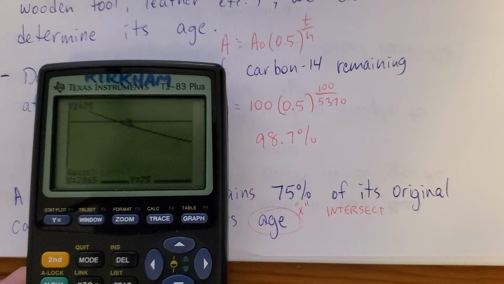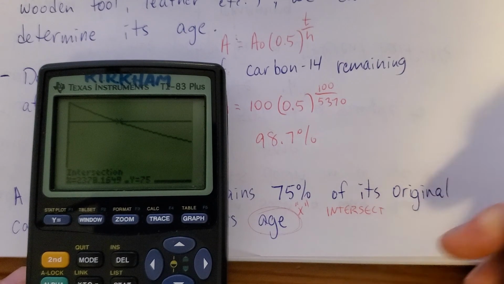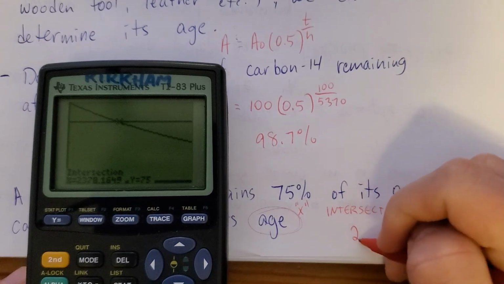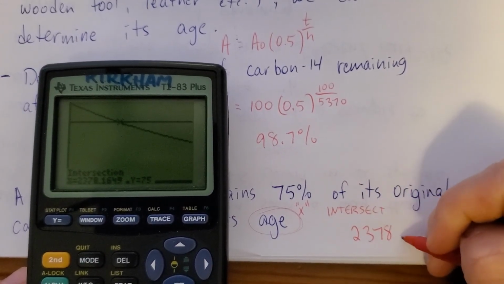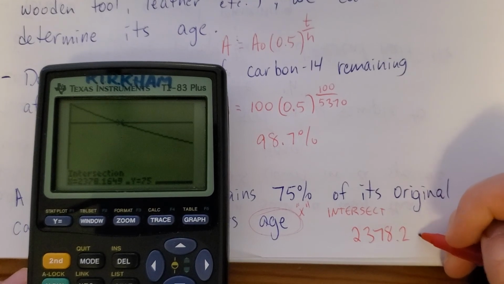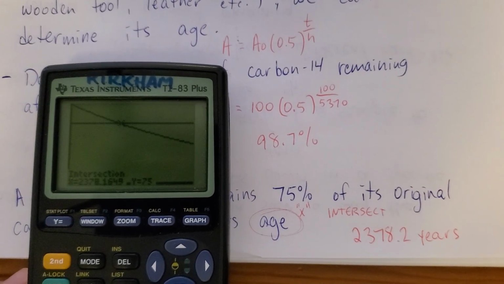This is one, ooh, it started close. I'm just going to hit enter 3 times. We'll get our answer very quickly. It's going to be 2,378, I'll say 0.2 years. Looks good.